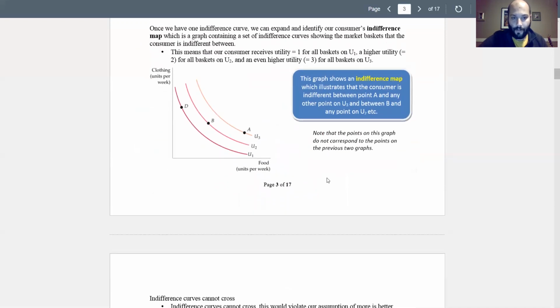Here's what a field, or an indifference map, looks like. We have these different levels of utility. Every point on U1 provides the consumer some equal amount of satisfaction. So D is exactly the same to this consumer as some point down here, which contains more food and less clothes. U2 is better than that. All of these points are equal to B. U3 is better than that. All of these points are equal to A. So a consumer's clear ranking of preferences between these points would be D is the worst, B is middle, A is the best.